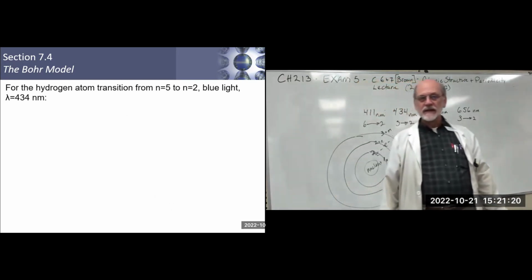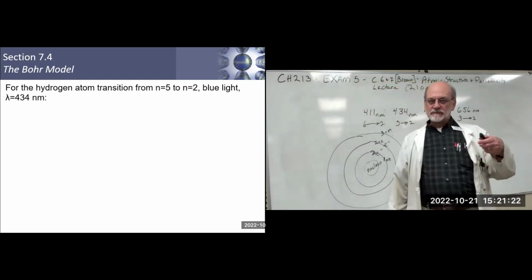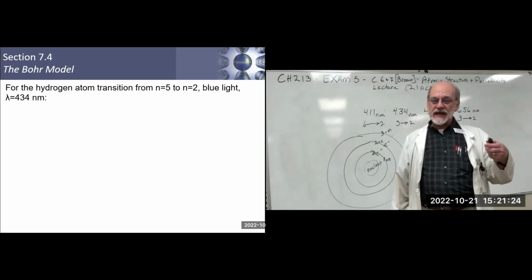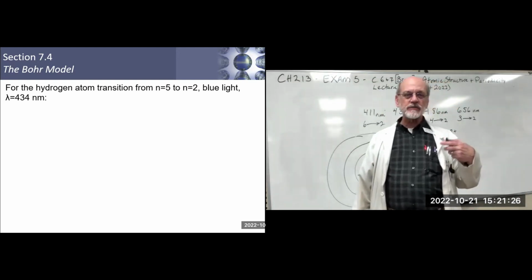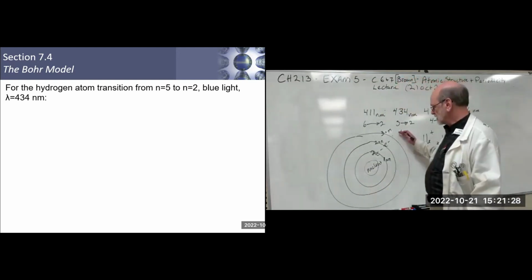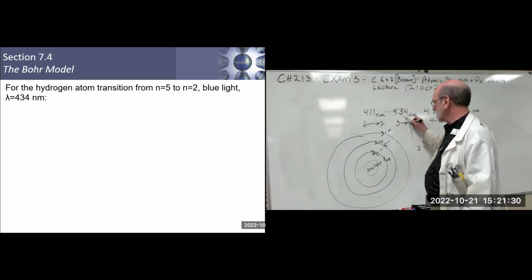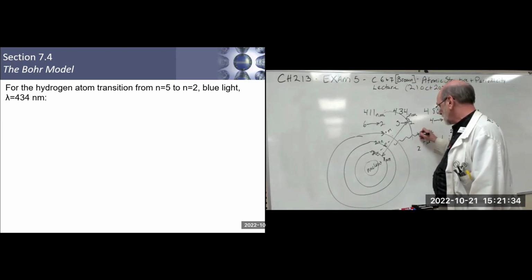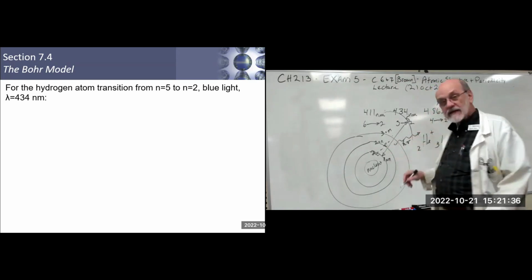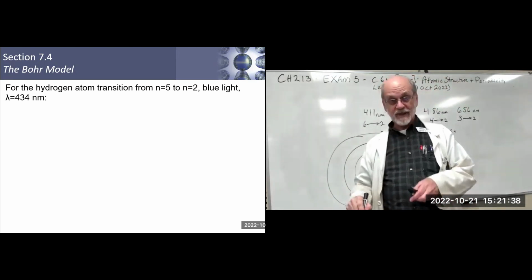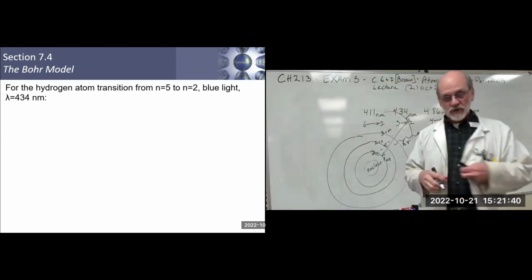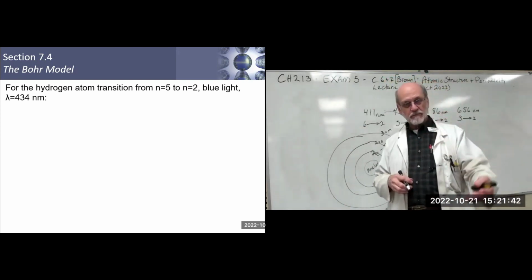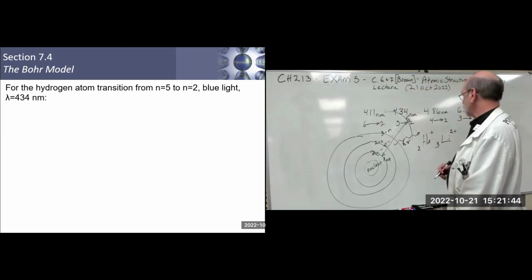Okay? So, for example, if we have a hydrogen atom where the electron transitions from 5 to 2, goes from 5 out here down to 2, then it should give off energy. Okay? And we're given the wavelength. It's a blue wavelength, 434. It's this one.